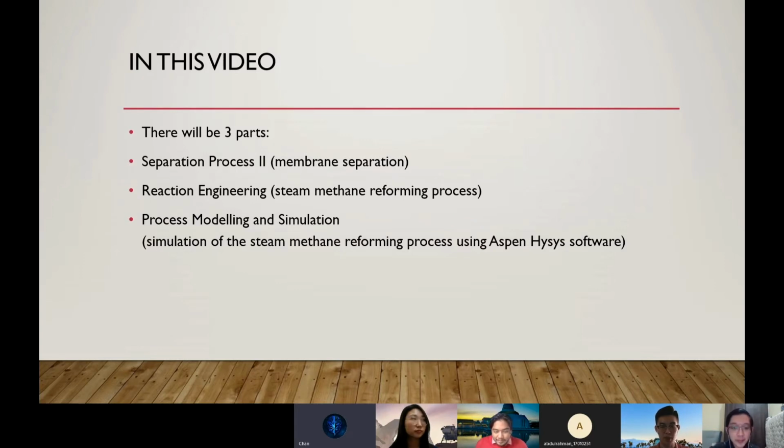For separation process, it will be mainly on the removal of contaminants in raw natural gas, and we will be focusing on membrane separation process. For reaction engineering, we will be applying the knowledge learned in this course, and the process involved is production of hydrogen via steam methane reforming process. For process modeling and simulation, the simulation of the steam methane reforming process will be done using SPIC software.